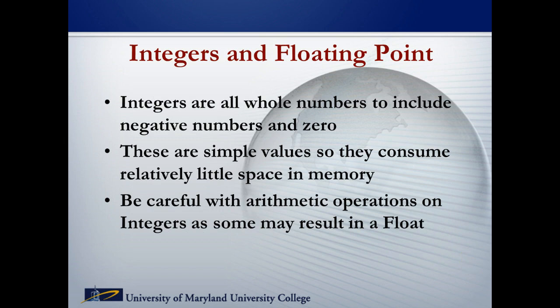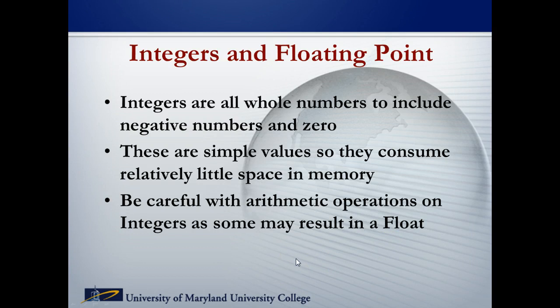Integers, of course, are whole numbers to include negative numbers and zero. So a negative 14 is an integer, a 27 is an integer, and 0 is an integer. These are simple values and consume very little space in memory, which is going to be important as we move forward and start focusing on the efficiency of our code and making sure that we declare variables the right way and make sure that we're not just declaring everything as a float, regardless of its need.